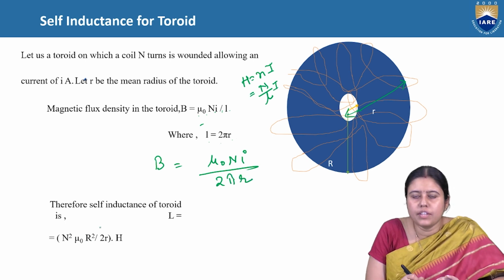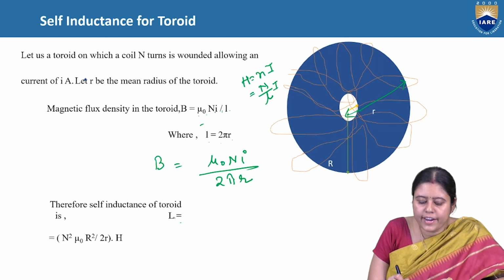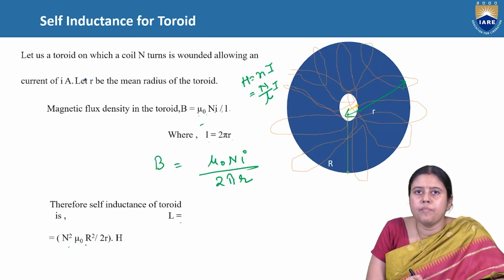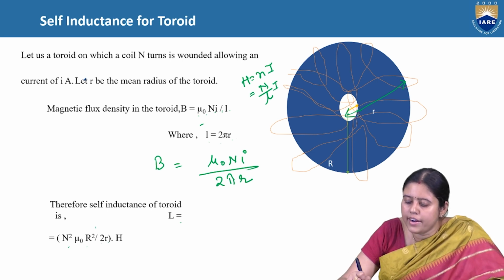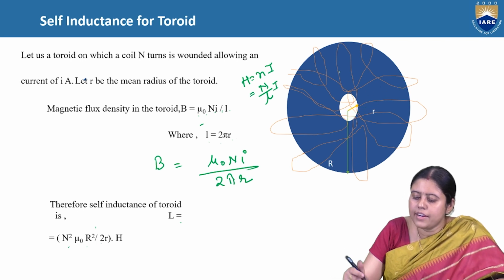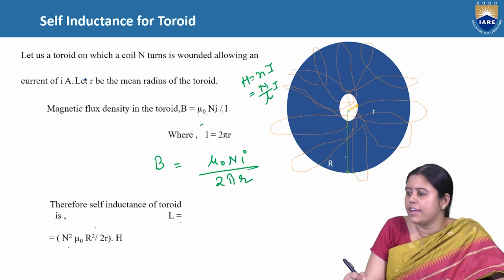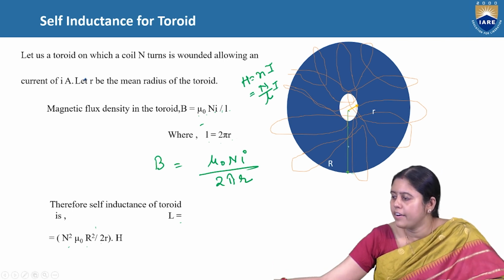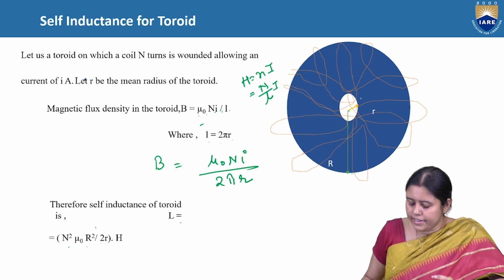So if we put the value, we can get L is equal to N square mu naught r square by 2R, where you can see here capital R is the radius of the outer circle, and the small r is the inner circle radius.